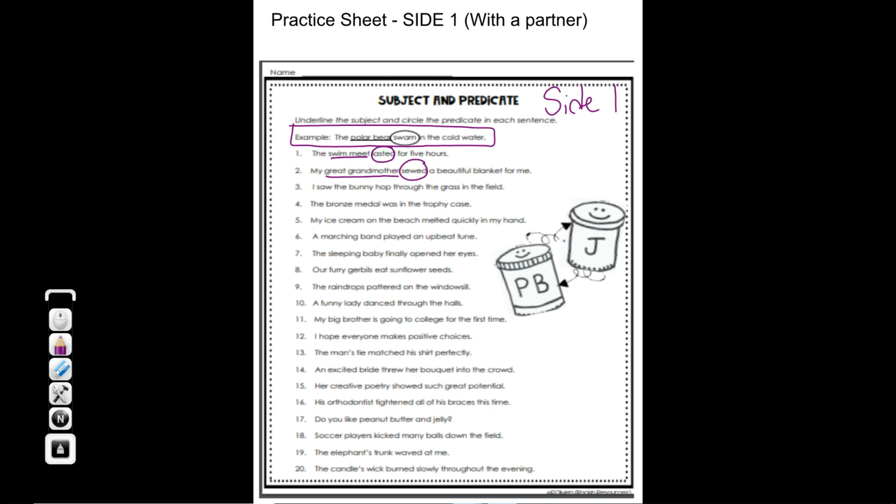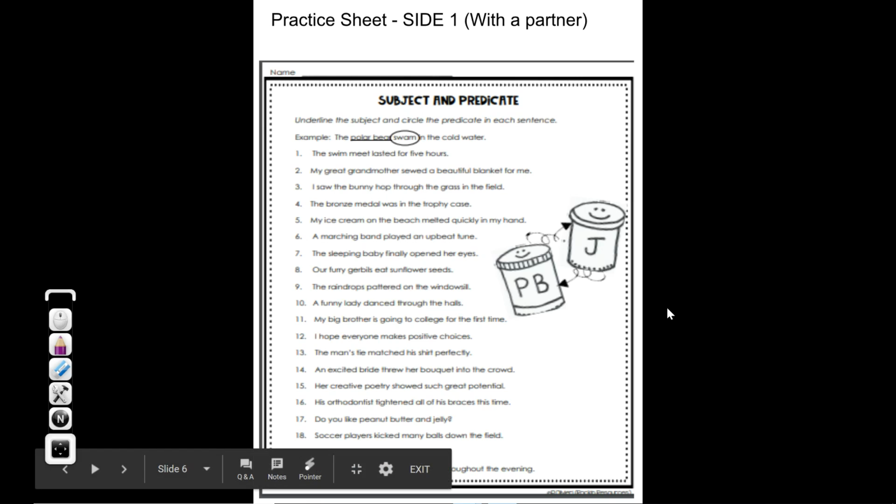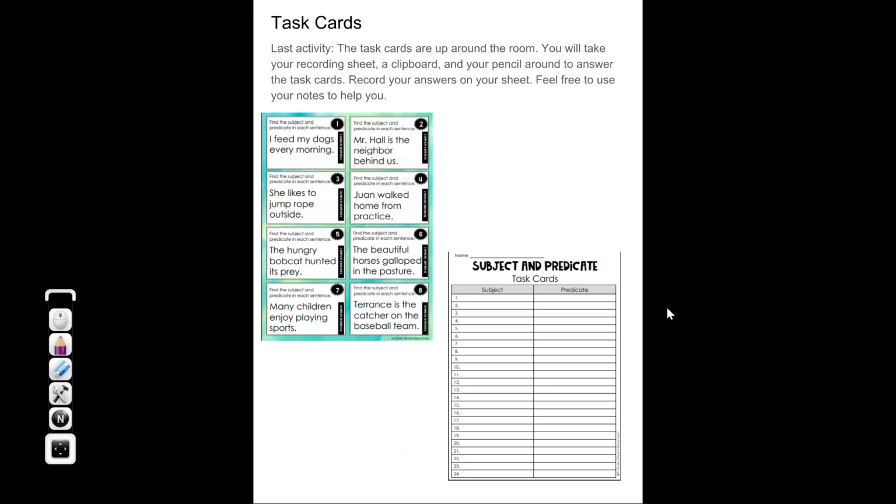All right, so you are back in the video. If you're back, that means side 1 you did with a partner, side 2 you did on your own, your name is on everything, and you've handed in that sheet into the writing bin. So your last activity for complete sentences, you get up and move around.